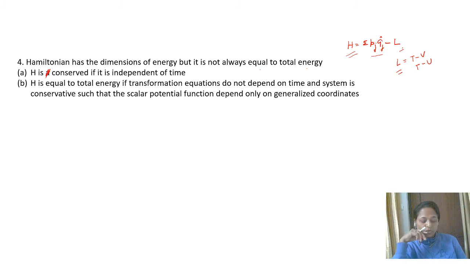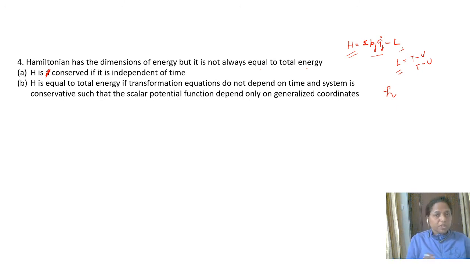Next is, H is equal to total energy if the transformation equations do not depend on time and the system is conservative. If you remember, when I introduced the energy function h, small h, in the configuration space, under the same type of conditions, your small h was equal to total energy.